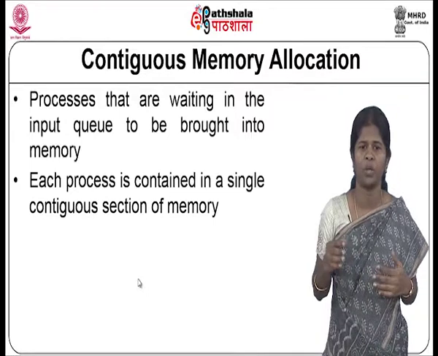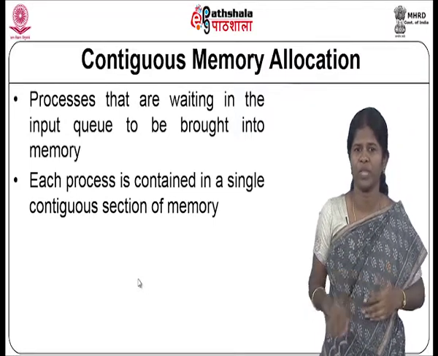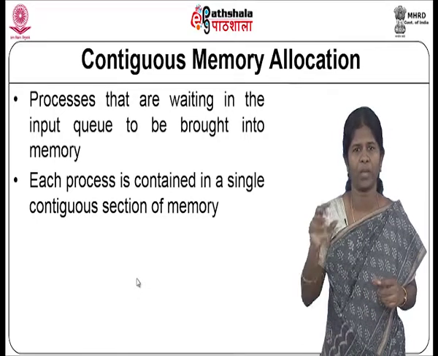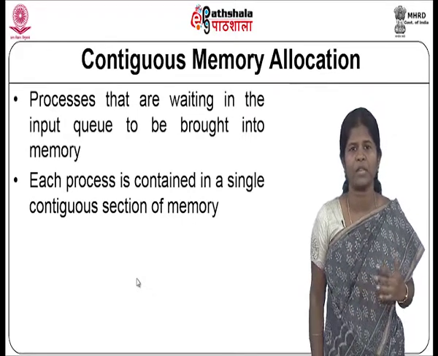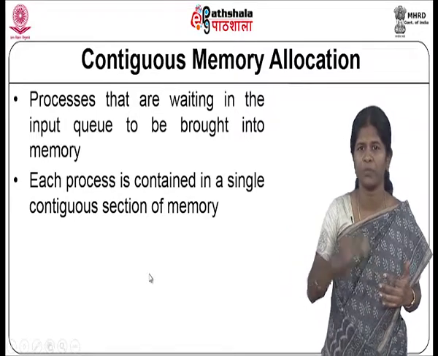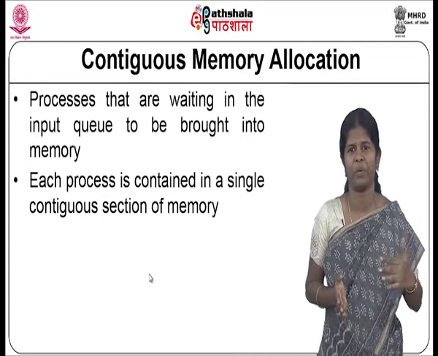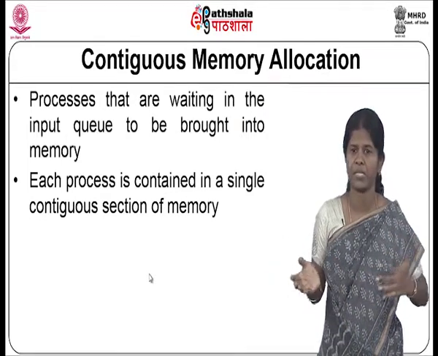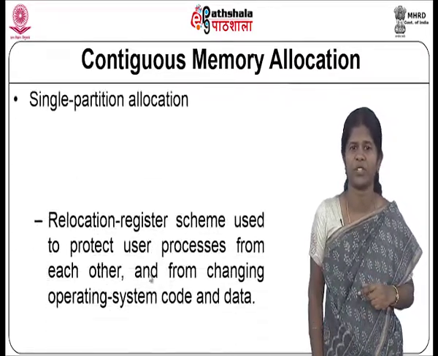As I told you, processes that are waiting in the input queue should be brought into the main memory, and each process can be placed in a single contiguous section of memory. That is called contiguous memory allocation. A process brought from the input queue into the main memory is placed contiguously. It is not split into pieces but kept contiguously in the main memory. This is one way of memory allocation.